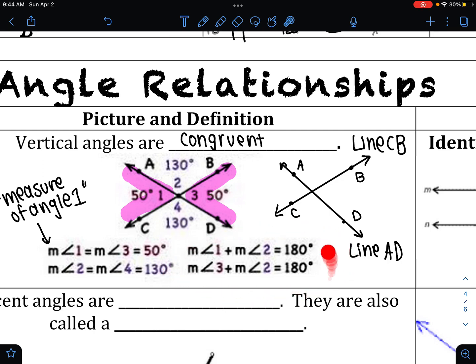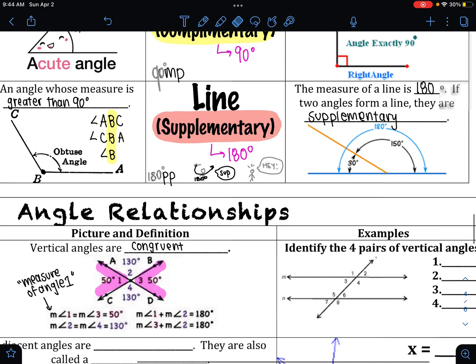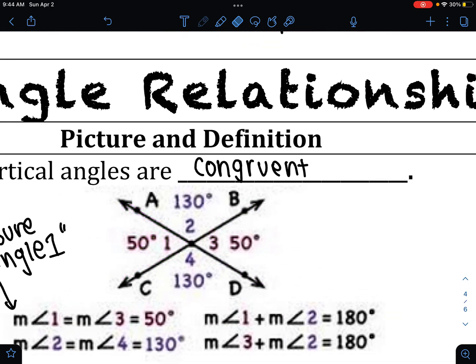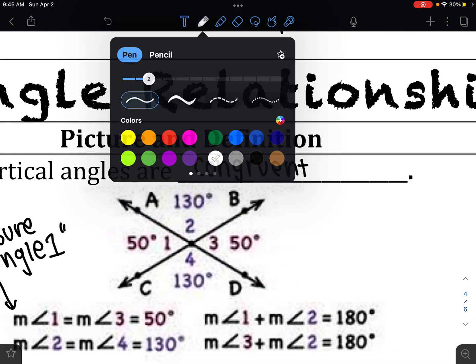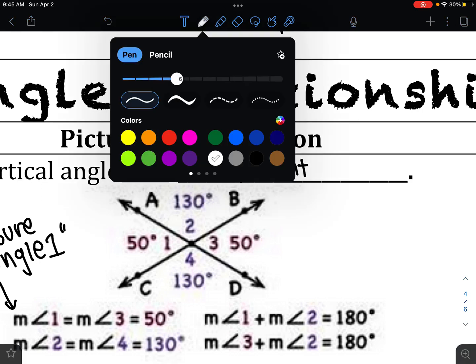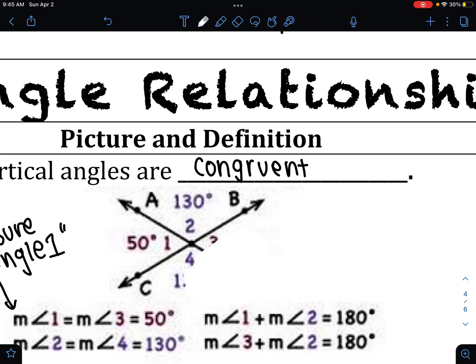And then you'll see over here, it's talking about that supplementary part of the supplementary relationship that I mentioned earlier. So I'm going to white out this part for a second and pretend this is just one line. You can see this is a straight line, and in this straight line, there's a 50-degree angle and 130 degrees. This straight angle should add up to 180. 50 plus 130 is 180. And you can see that's what it's saying here: measure of angle 1 plus measure of angle 2 is equal to 180.